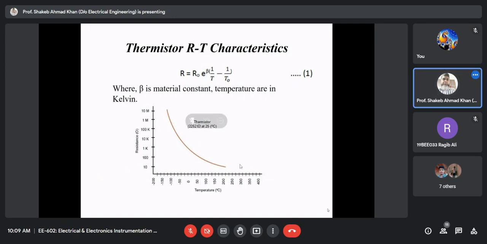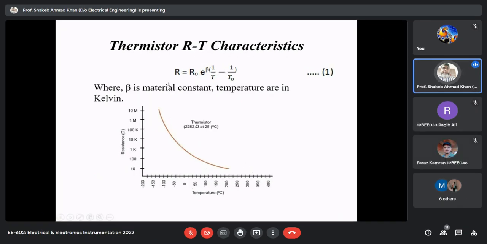Here I gave you this equation. I have shown you this equation yesterday also. That this is basically the most popular. Again, I'm telling you, sorry, this is not the only calibration equation.